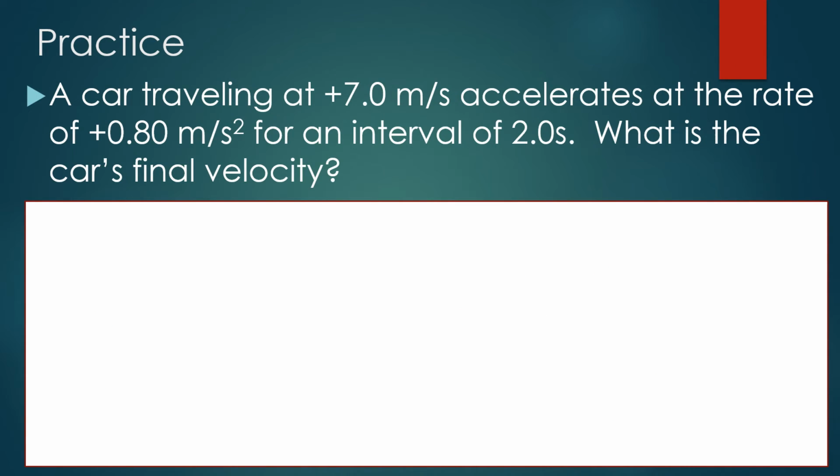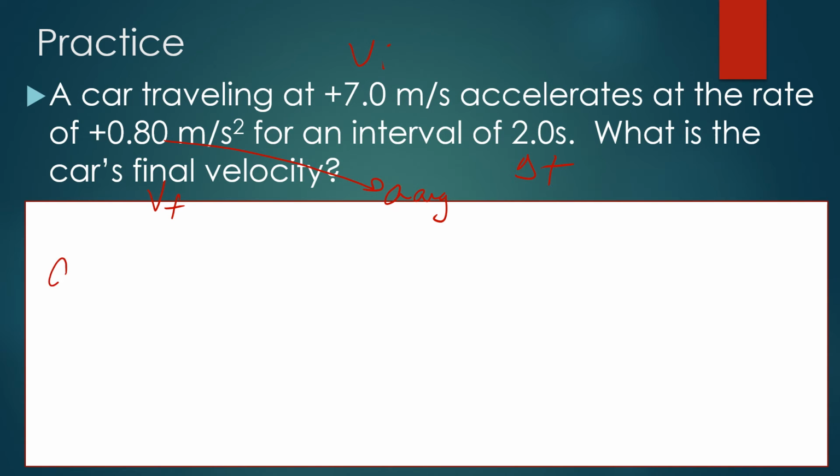A car traveling at positive 7.0 meters per second accelerates at the rate of positive 0.80 meters per second squared for an interval of 2 seconds. What is the car's final velocity? So I'm trying to find final velocity. That means this is my initial, this is my change in time. My average acceleration is this.